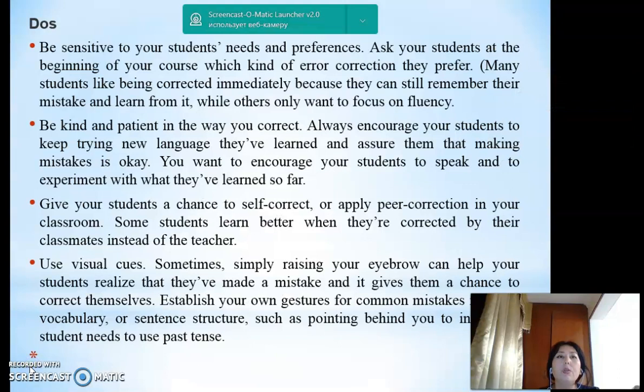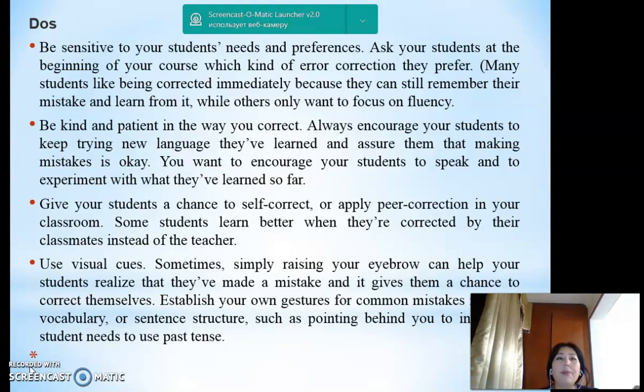What should you do to make corrections? Be sensitive to your students' needs and preferences. Ask your students at the beginning of your course which kind of error correction they prefer. Many students like being corrected immediately because they can still remember their mistake and learn from it, while others only want to focus on fluency.